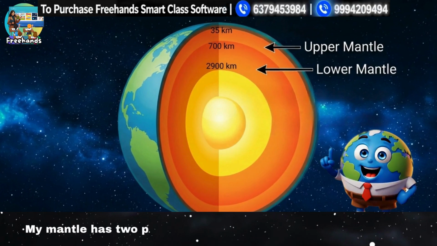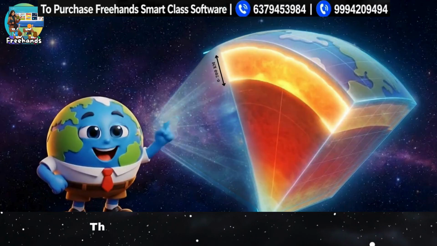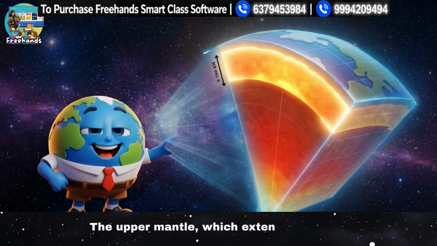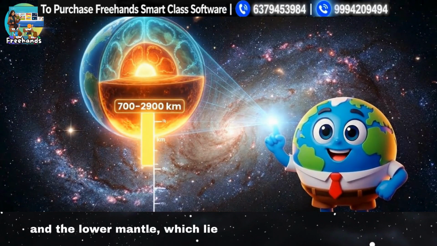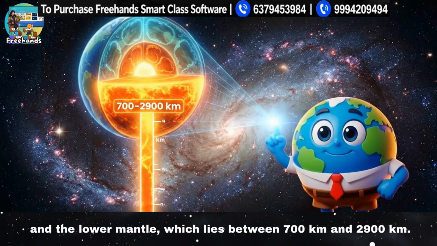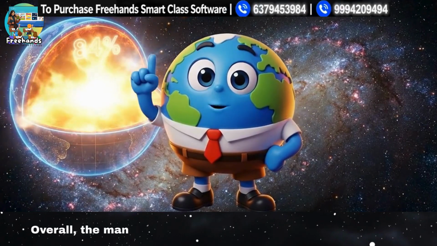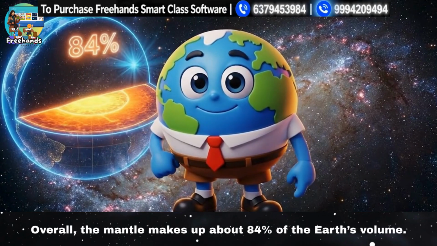My mantle has 2 parts, the upper mantle and the lower mantle. The upper mantle extends up to 700 kilometers, and the lower mantle stretches from 700 to 2,900 kilometers. In fact, the mantle makes up about 84% of my entire volume.